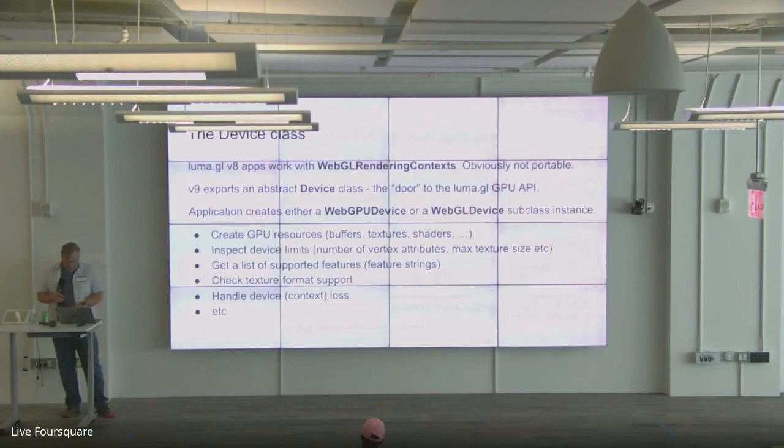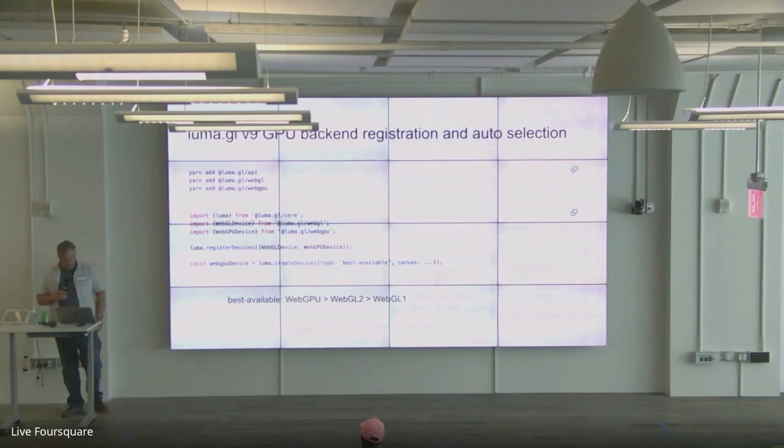And so you can do all the things you want to do with a rendering context or a device. You can get the limits of the device, what's the biggest texture you can use, and all that. You can get a list of features. There are portable feature strings. You can check which texture formats are supported. Is that format renderable? Is it filterable? And so on. How do you handle device or context loss? All the stuff you would do in a WebGL context, you now do in the device class.